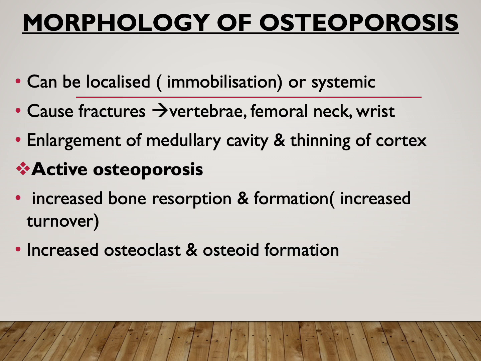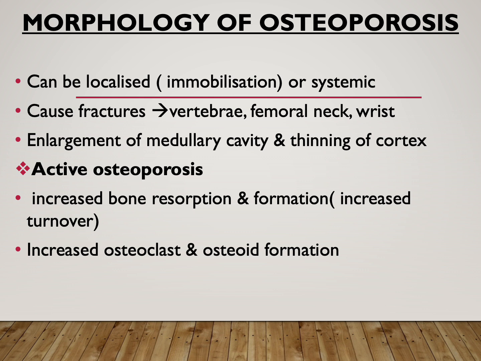Coming to morphology of osteoporosis, it can be localized or systemic. Localized is most commonly seen in case of immobilization. Then they cause fractures in the vertebra, femoral neck, wrist, etc. And there will be enlargement of the medullary cavity but thinning of the cortex. And active osteoporosis is there.